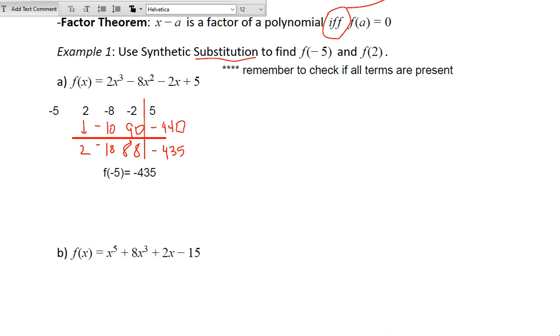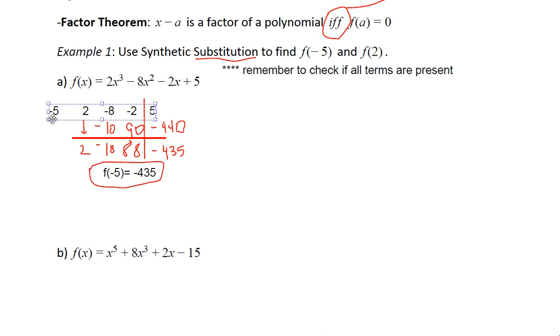Okay, that's your solution. Much faster than trying to plug negative 5 in here, getting it in your calculator. At least when you get the process down, it's going to be much faster. Also, I forgot to draw in my little box.